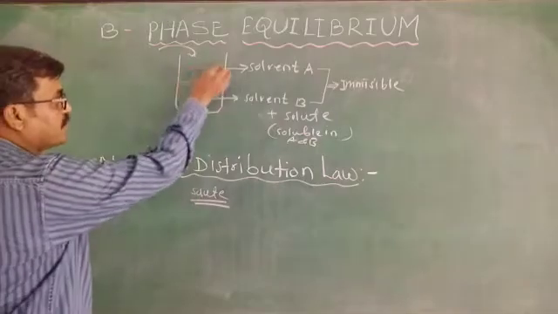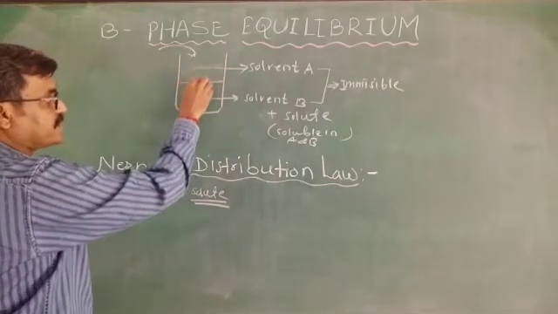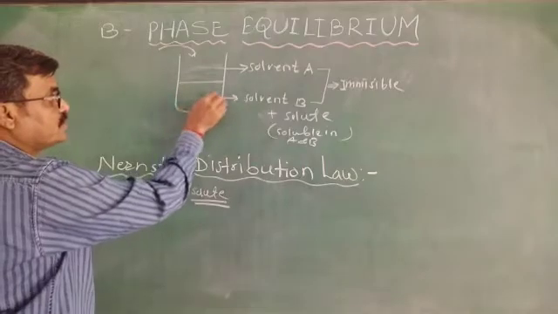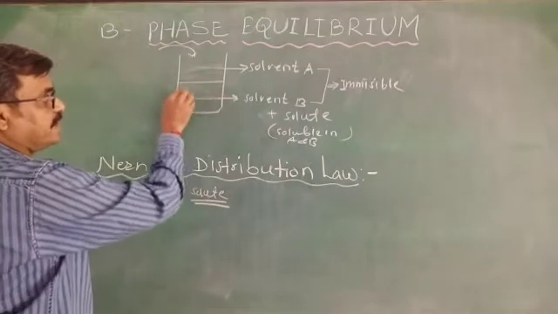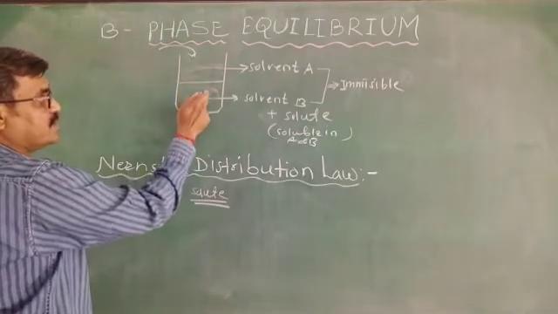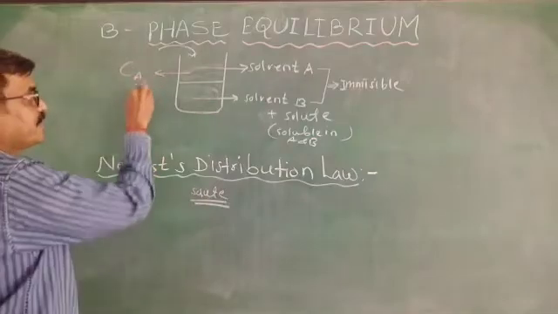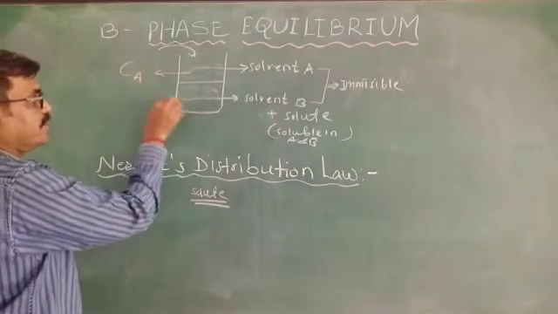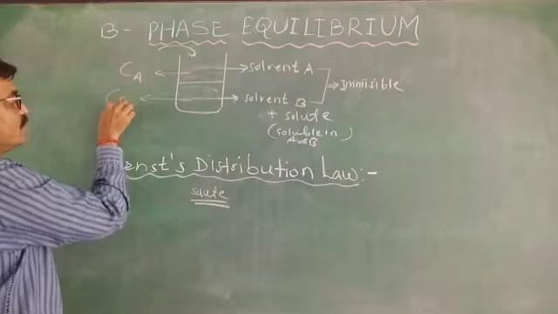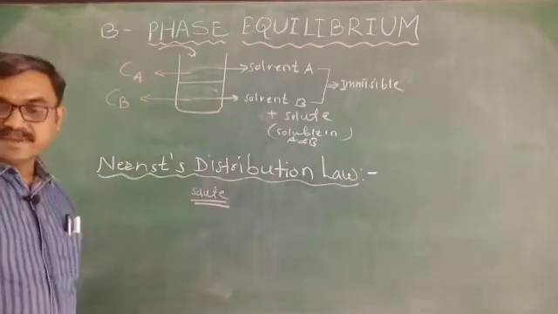Some amount of solute gets distributed in this solvent. Later on it passes into this lower solvent B. Again there is a distribution, and some solute gets dissolved here, some solute gets dissolved here. Let me assume the concentration of solute is Ca in solvent A. Let me assume the concentration in this lower layer or lower solvent is Cb.